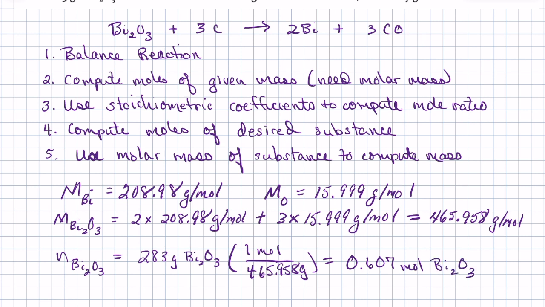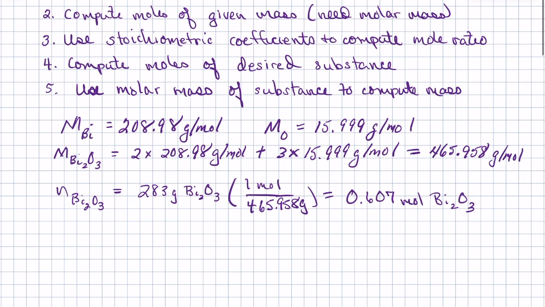All right, so that completes step 2. Now we're trying to figure out bismuth here, and we're going to note that there's a 2 in front of our stoichiometric coefficient. So our ratio is going to be 2 moles of bismuth to 1 mole of the bismuth oxide. That means we're going to figure out the number of moles of bismuth by using that ratio.